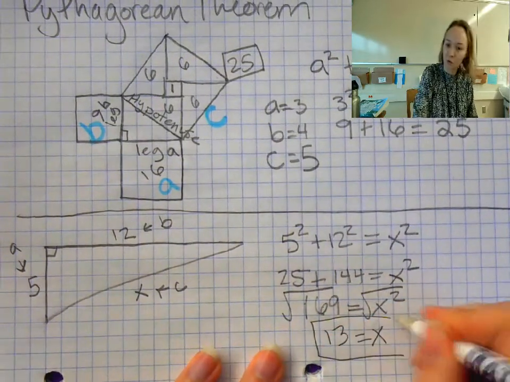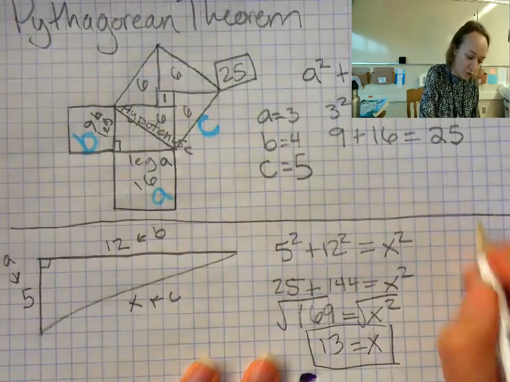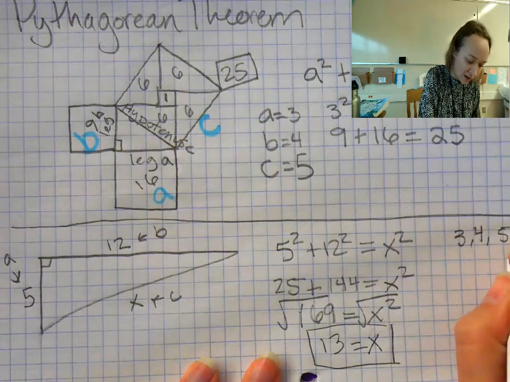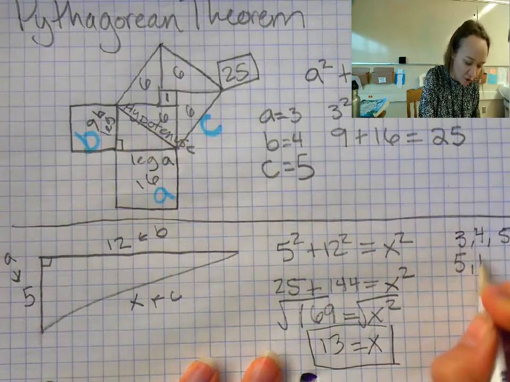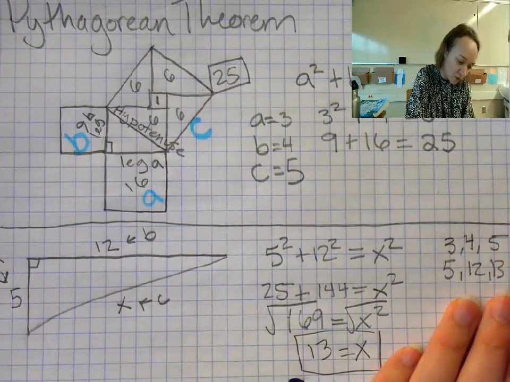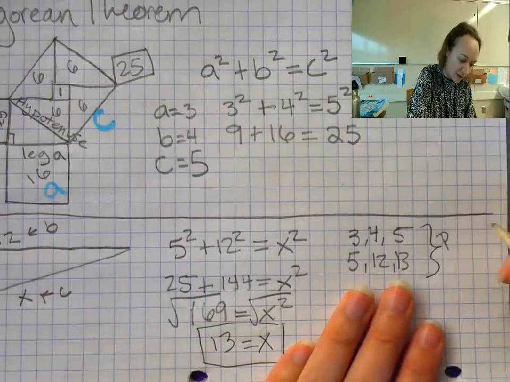Now, you'll notice both of the examples we've done so far, which were 3, 4, 5, and then 5, 12, 13, those were both what's called a Pythagorean triple.